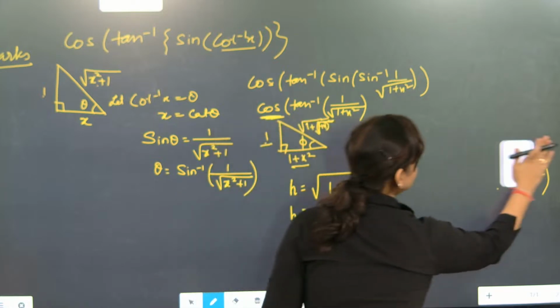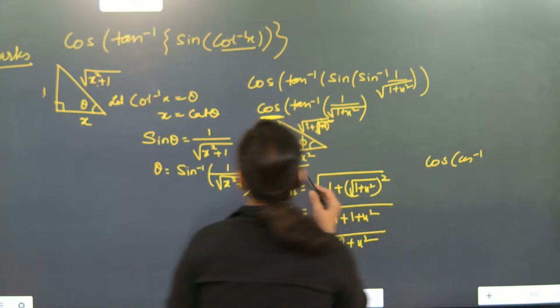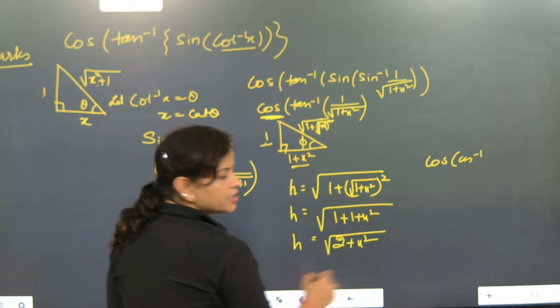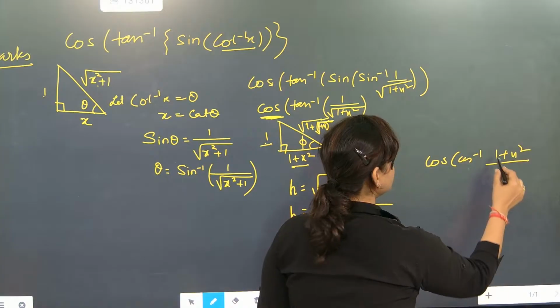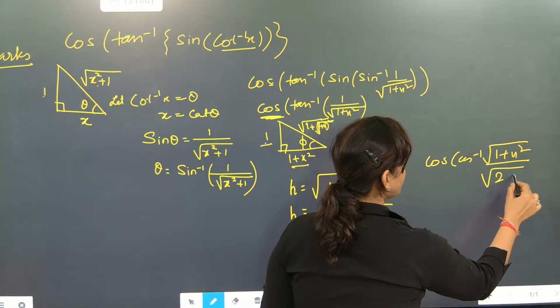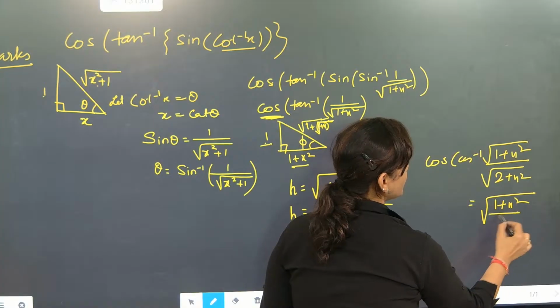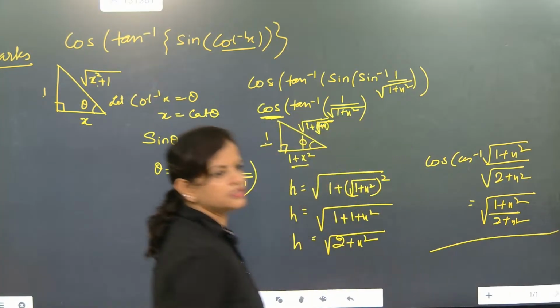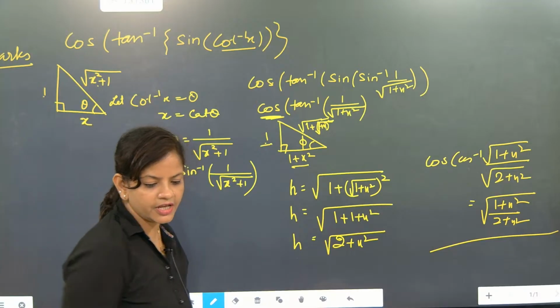Yes. So cos we are going to find now. Look at cos inverse, base by hypotenuse. So here it will become, okay, first time I made a mistake. So this part is coming as root under, and then it will become 2 plus x square. This will cancel. So the answer will become 1 plus x square by 2 plus x square. This we are getting. Please solve this question one time. Take your time and solve it.